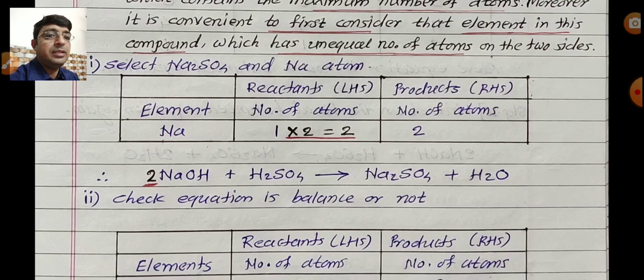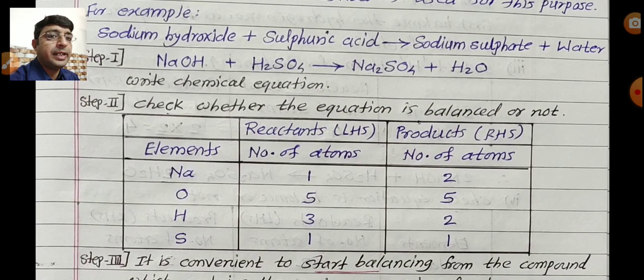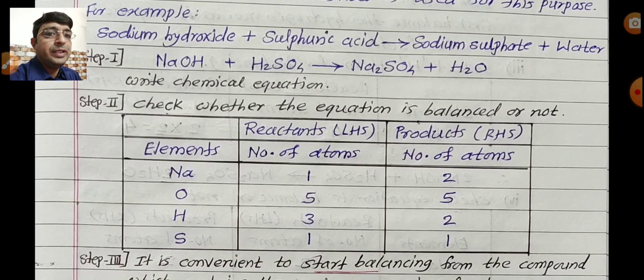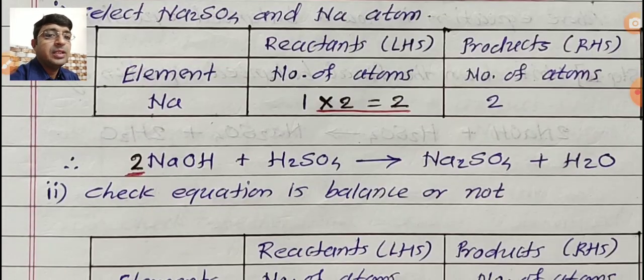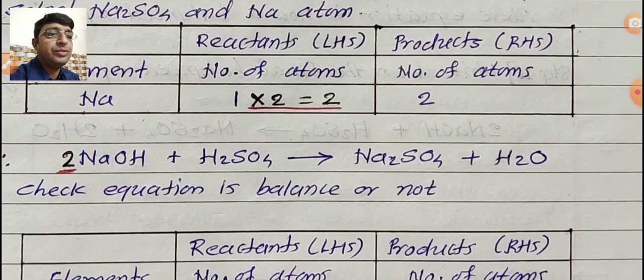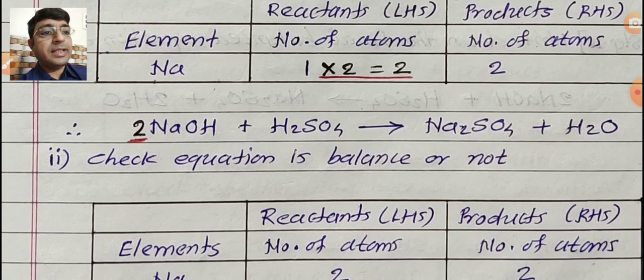So we are writing the chemical equation again. Where is the sodium present in the chemical reaction? In NaOH. So we are multiplying NaOH by 2. Check this reaction: 2 times NaOH plus H2SO4, the remaining are the same, then to form Na2SO4 plus H2O. Again, check whether the equation is balanced or not. That is the second sub-step.